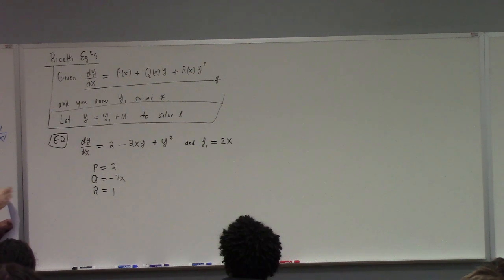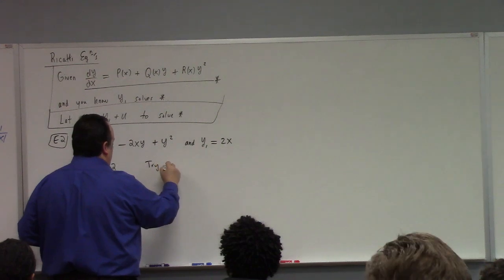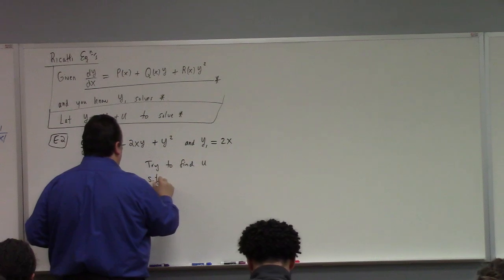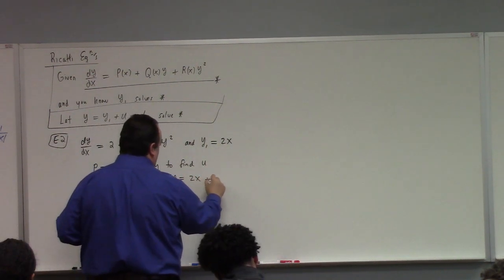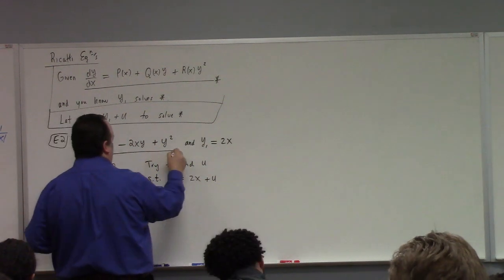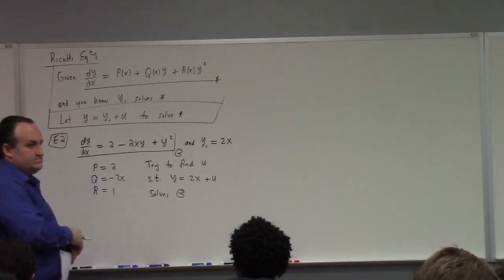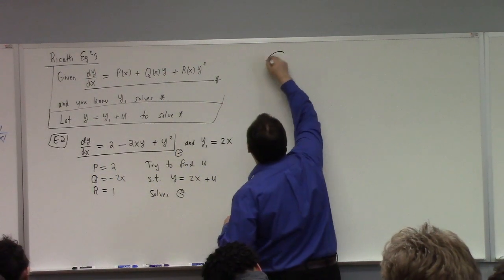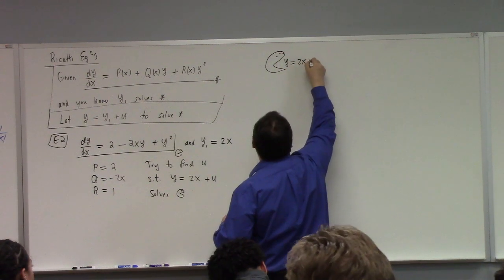So I'm making a u substitution, but in a kind of implicit fashion. We're going to try to find u such that y equals 2x plus u solves, I'm going to give this thing a name, Pac-Man. So what happens if we take Pac-Man and feed it y equals 2x plus u?